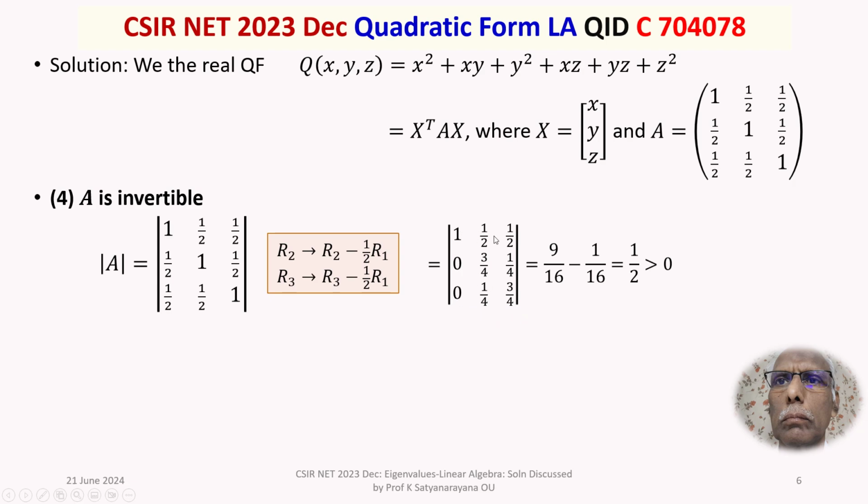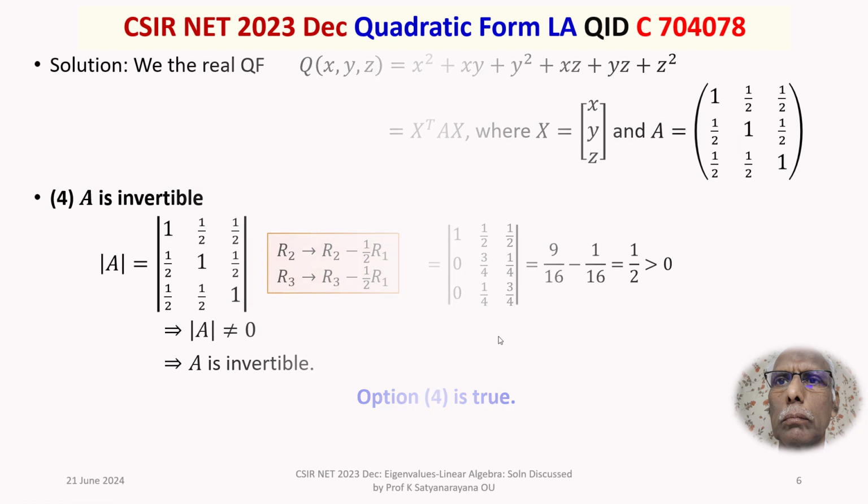Now expanding this determinant by the first column, it will be 1 into 3 by 4 into 3 by 4, 9 by 16, minus 1 by 4 into 1 by 4, 1 by 16, that is 8 by 16, that is 1 by 2, which is not equal to 0, and it is positive. So determinant of A not equal to 0 means A is non-singular, therefore A is invertible. So option 4 is true. Agreed. Now we move to the next slide for the further discussion.